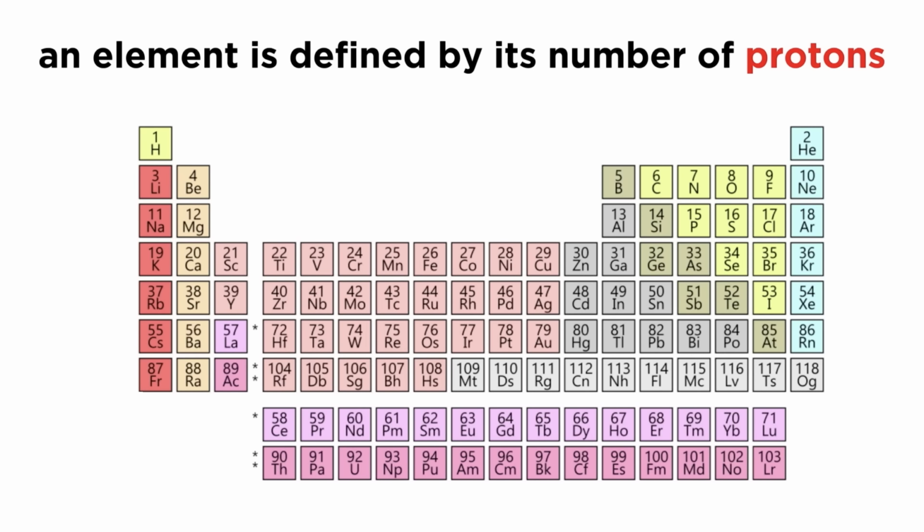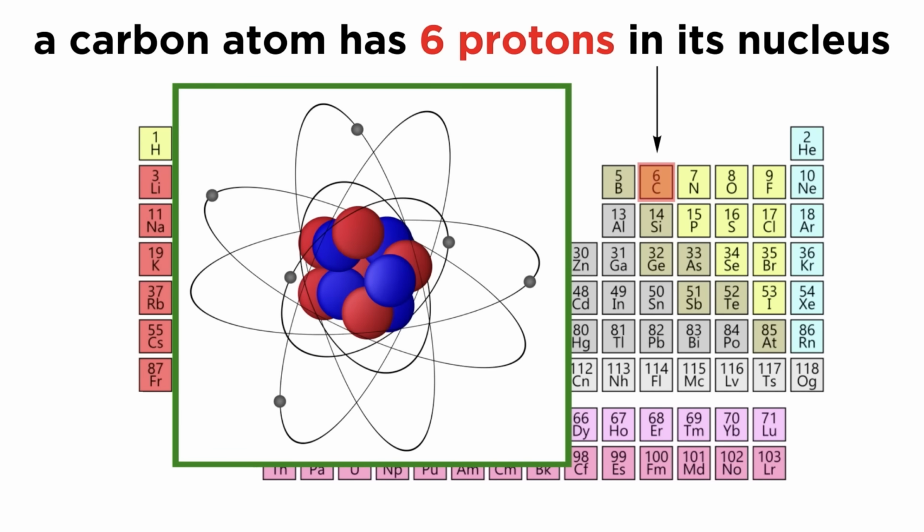Each element is defined by the number of protons in its nucleus. For example, a carbon atom has 6 protons in its nucleus. Every carbon atom in the universe has 6 protons in its nucleus, and every atom that does not have 6 protons is not carbon. This is fundamentally how we define carbon.